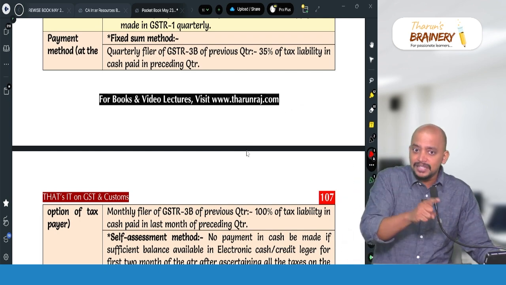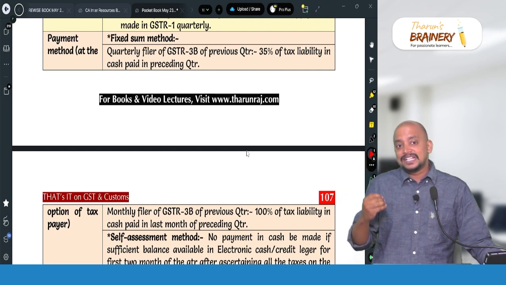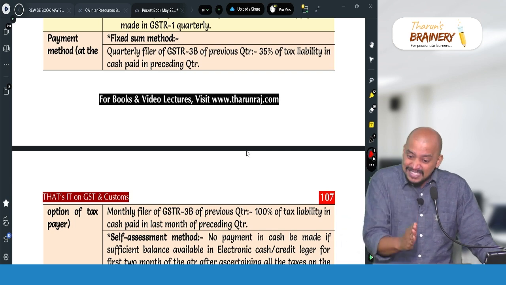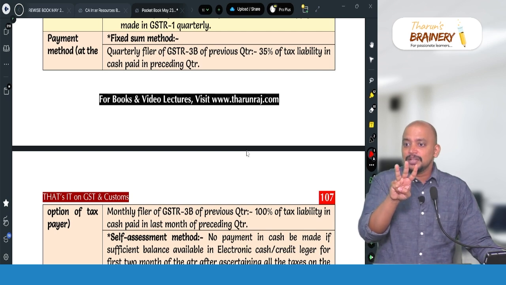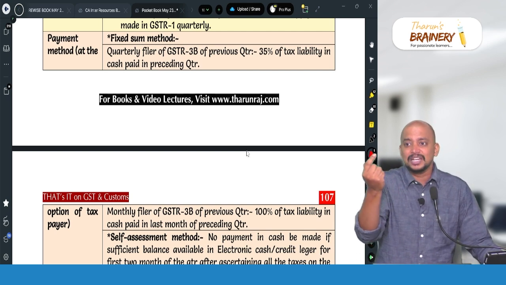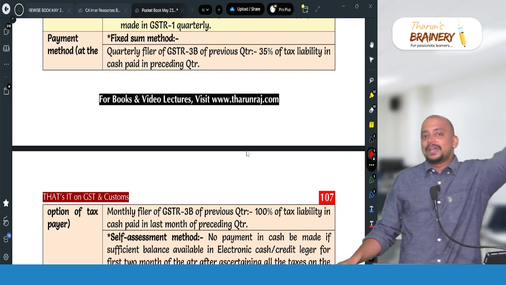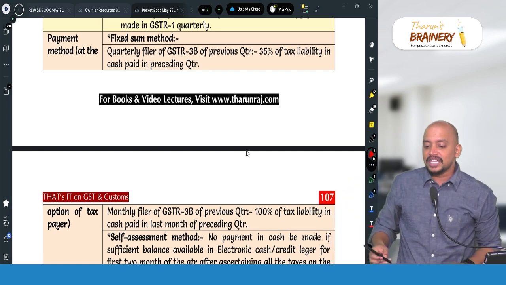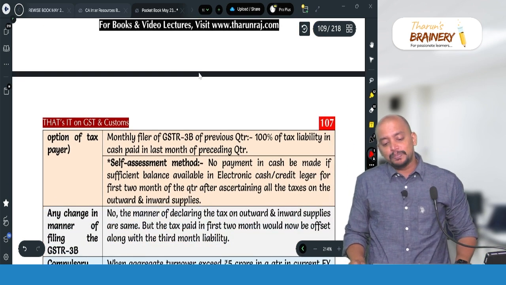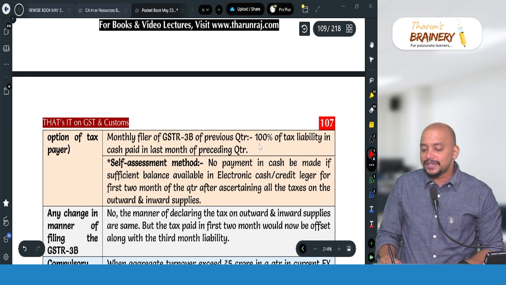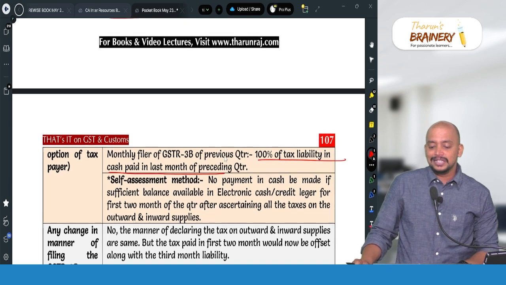So take the previous quarterly 3B into 35%, and you need to pay that as the fixed sum method amount in the first and second month. Logic is simple. Quarterly 3B means 3 months, so divided by 3 we get 1 month, 33.33, rounded off to 35%. So 35% of the tax liability in cash paid in the preceding quarter. Suppose the previous 3B is monthly, then 100% of the tax liability in cash paid in the last month of the preceding quarter. So this is under fixed sum method.